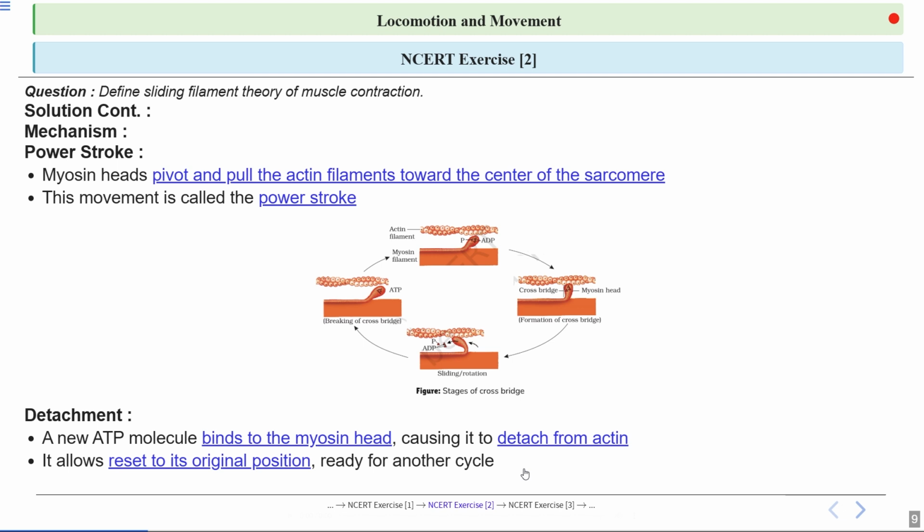Now, this continuous cycle of attachment, pulling, detachment, and resetting is what allows our muscles to contract smoothly as well as repeatedly. So, let's remember that this process is happening every time we move, from blinking our eyes to running a race.